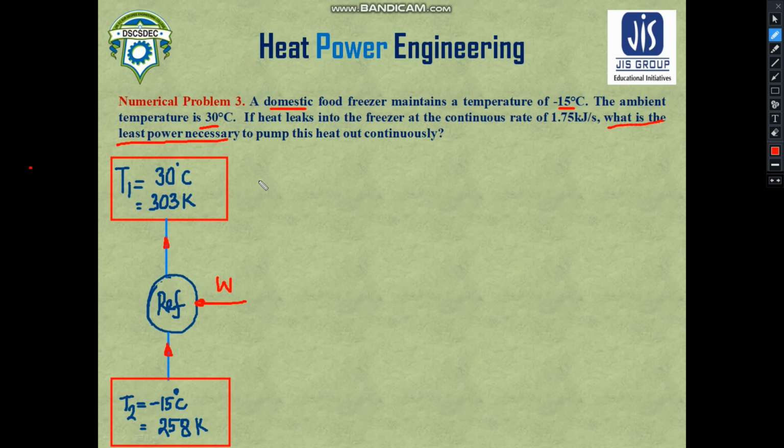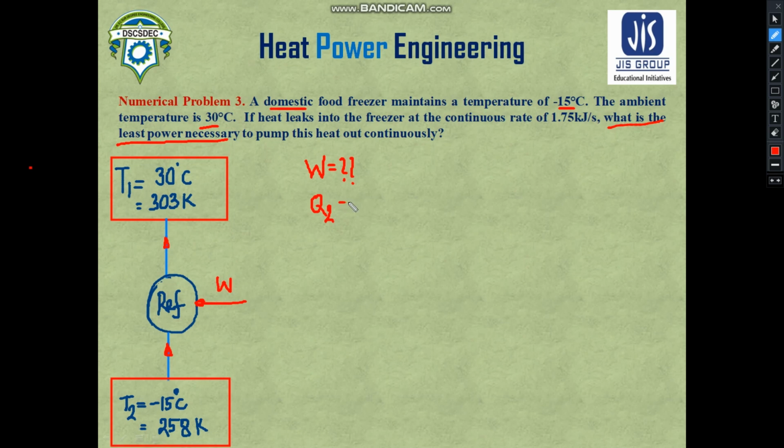That means it will be able to maintain the cold space at minus 15 degrees Celsius. So now the question is, we have already defined the temperatures. Now heat leaks into the freezer at the continuous rate of 1.75 kilojoule per second. So now you need to find out this W, which is the least power.